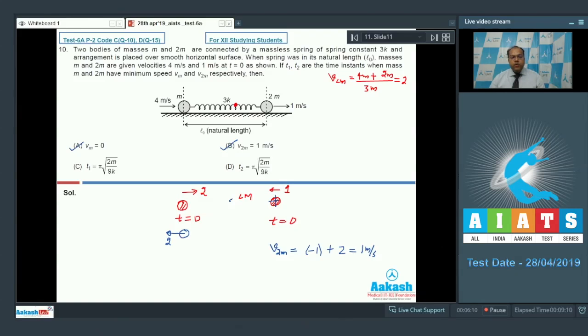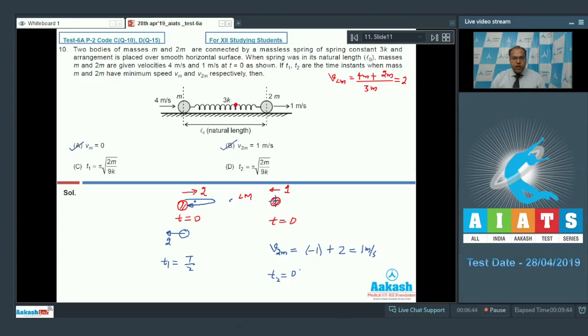Now V2m equal to 1 meter per second occurs at t equal to 0. So the value of T2 must be equal to 0. So option D is wrong. And to find out the value of T1, the value of T1 is equal to capital T by 2, because this motion takes a time interval of T by 2.